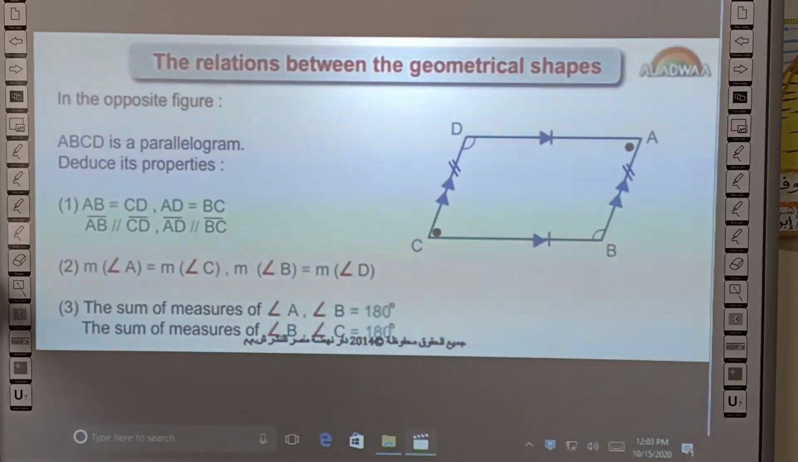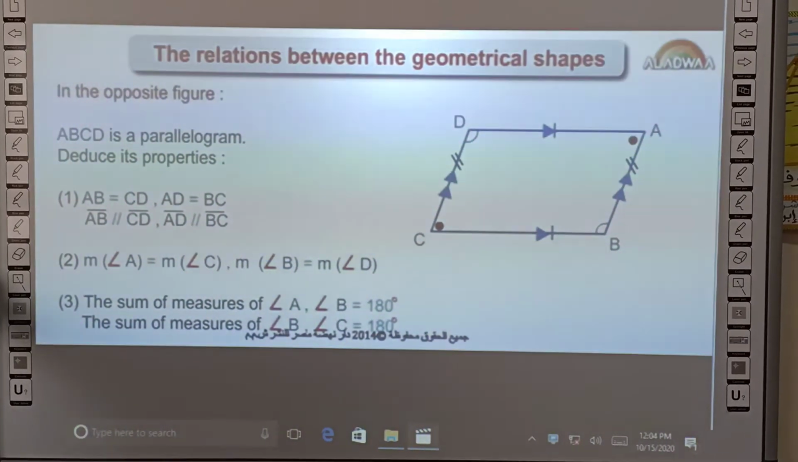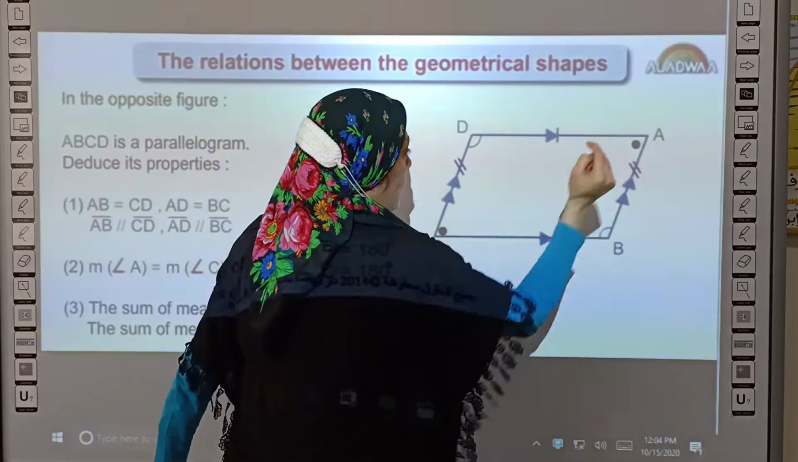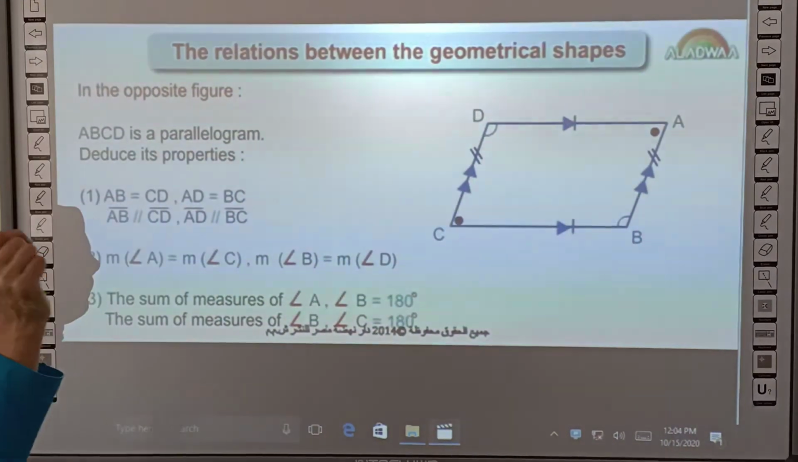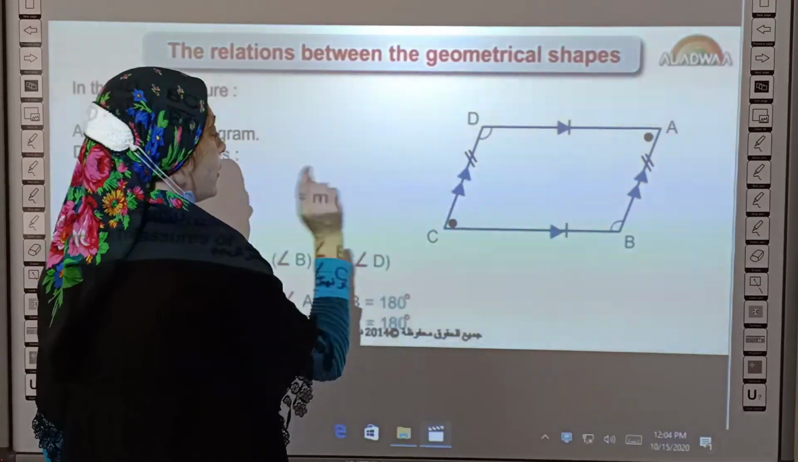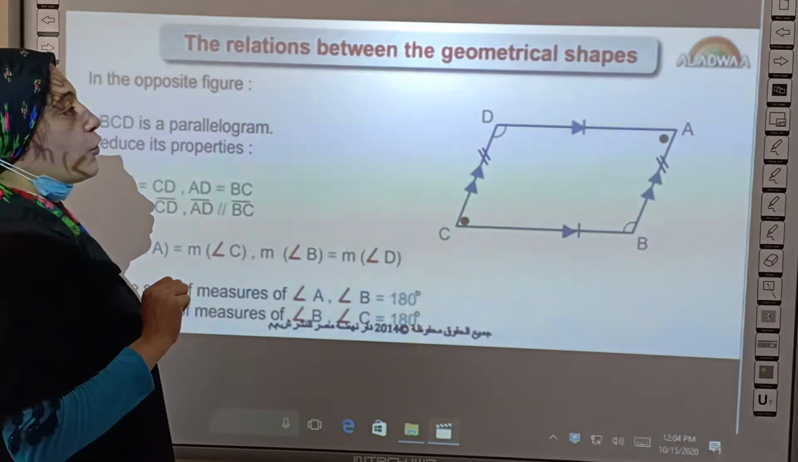The sum of any two consecutive angles equals 180 degrees. The measure of angle A plus the measure of angle B equals 180 degrees. The measure of angle B plus the measure of angle C equals 180 degrees, and so on.